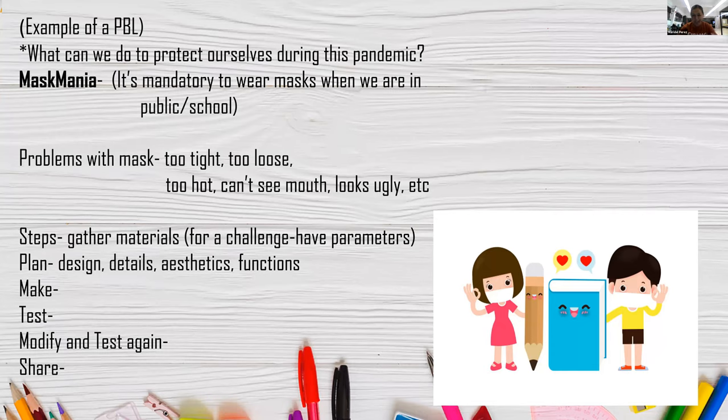I'm sure if I start brainstorming, a lot of the kids might come up with this question. This isn't the only question that they can work on, but it's one idea. So if I was the student, I'll say, I'll do a mask mania project because it's mandatory to wear masks in school or when we're in public. My problems are the masks sometimes are too tight, they're too loose, they're too hot. We can't see the mouth when we're presenting. There's no nice designs, it looks ugly, it's always covering the whole face. So what could I do?